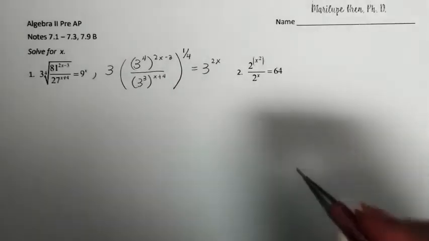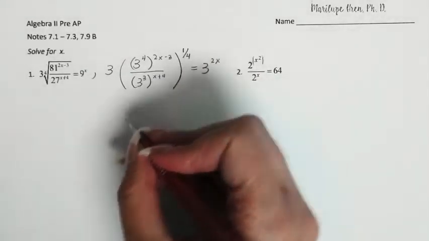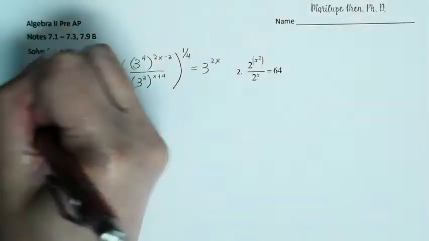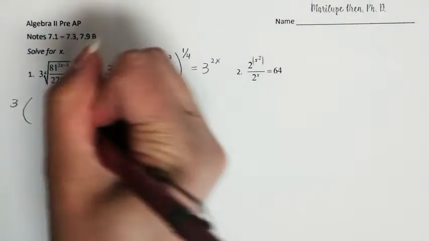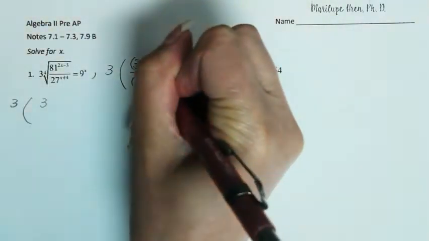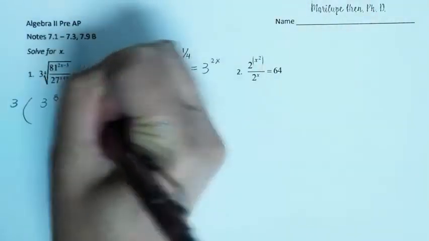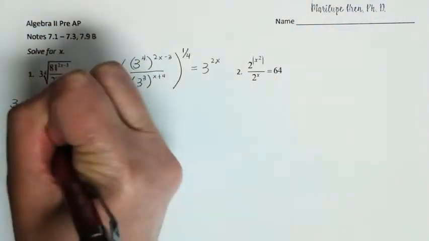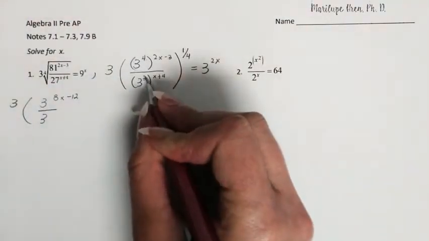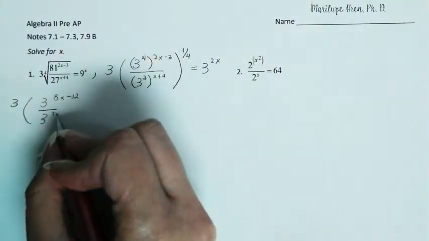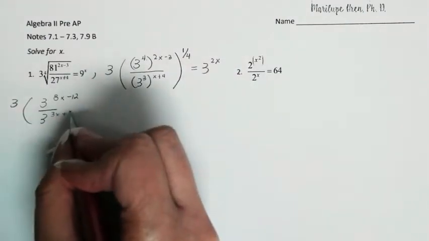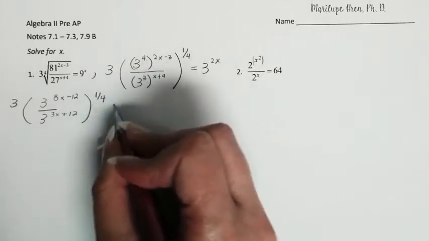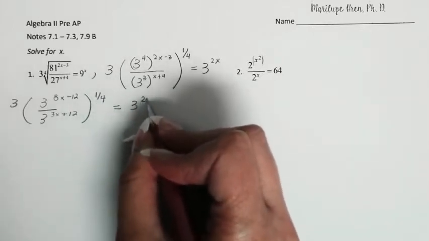So what are you going to do at this point? Well, we need to start combining. Honestly, I'll first distribute here. I have 3, and 4 times 2 is going to be 8x. 4 times negative 3 is going to be negative 12. Then I distribute the 3 that I have here. 3 times x is going to be 3x. 3 times positive 4 is going to be positive 12. So I have this to the power of 1 over 4, and this is going to be equal to 3 to the 2x.